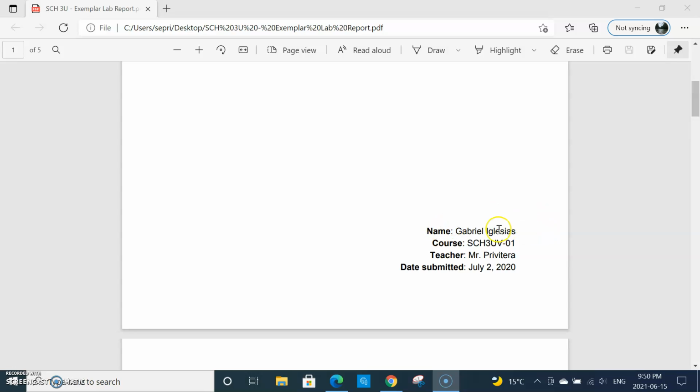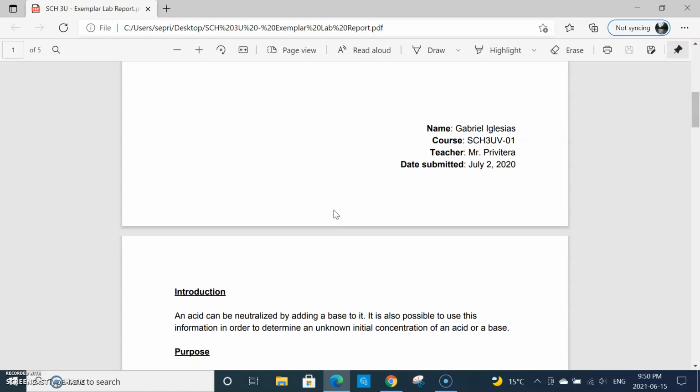So if this were his lab report, his name would be here, SCH3UV Section 1, that's our course. Of course, Mr. Privatera, I am your teacher, and then you would write the date that you submitted the report. Not the date that you started the report and not the date that you would like to have submitted the report, the date you submitted the report and that it actually was turned in. Please and thank you. Now that's our title page.